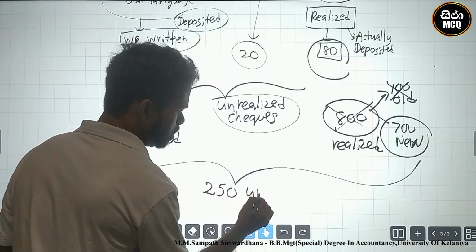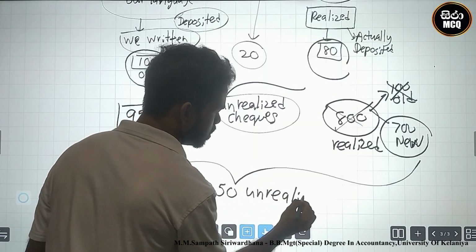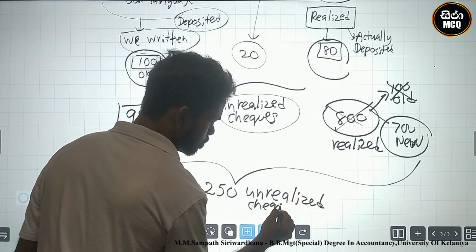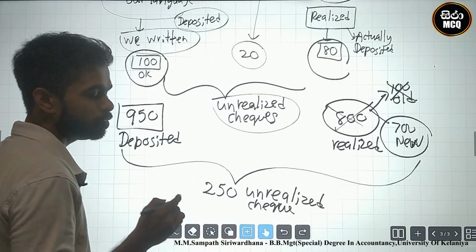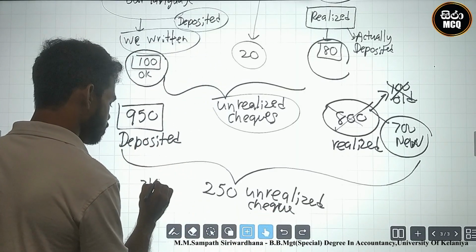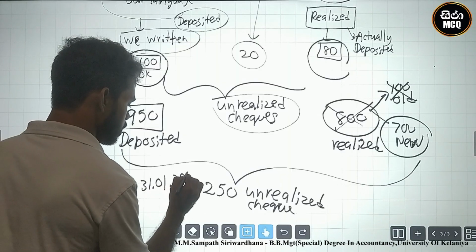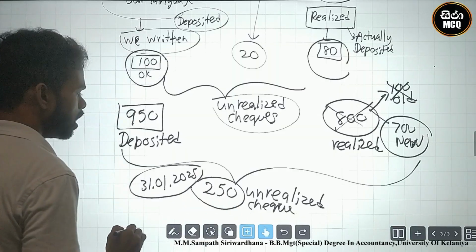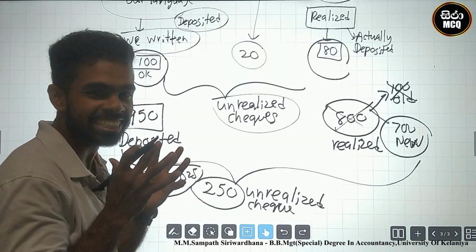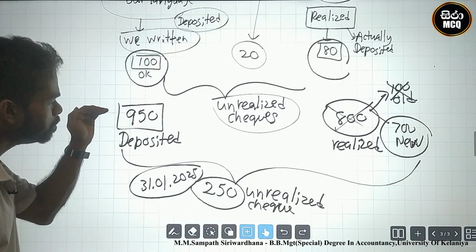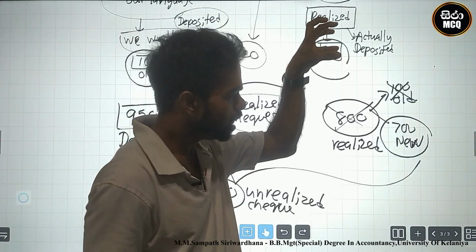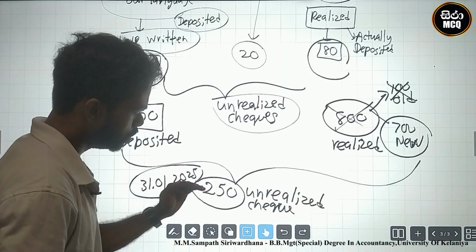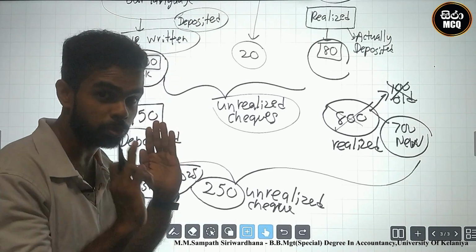250 is unrealized checks. At which date? 31st January 2025. At the end of the month, there are 250 unrealized checks, fresh unrealized checks. Why? Fresh, newly deposited 950, newly realized 700. There is a gap between those. 250 unrealized checks should be identified.